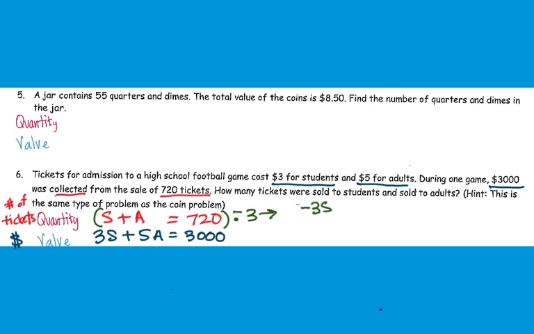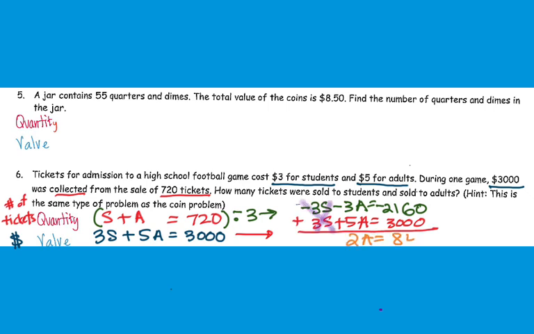Again, I like to eliminate the smallest number, so I multiply the top equation by -3, everybody in the equation, and I leave the second equation the same. I add up to eliminate the students and solve for the adults as 420 tickets, and I substitute back into the top equation, which is the easiest one, to solve for how many students, right?